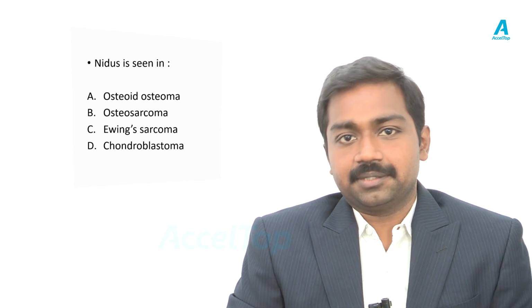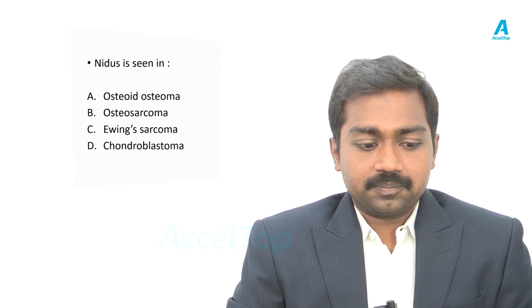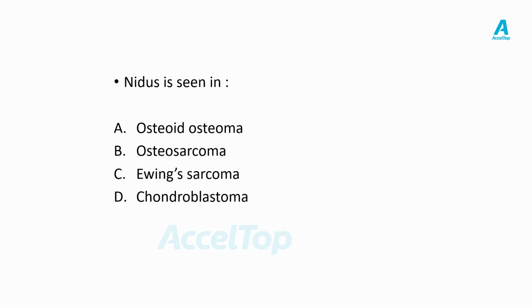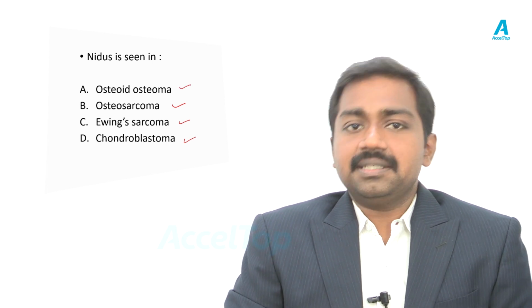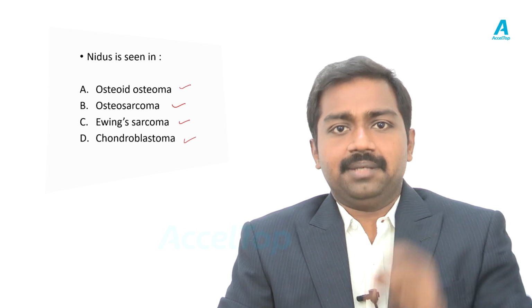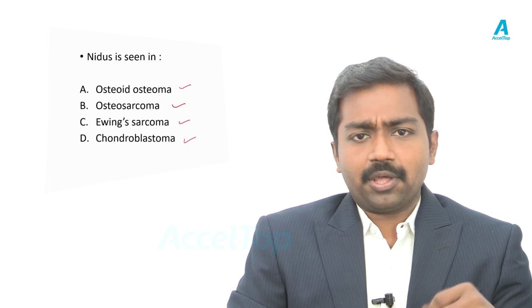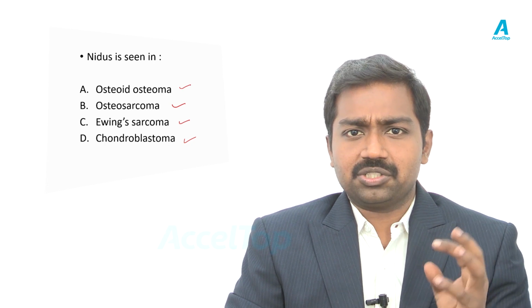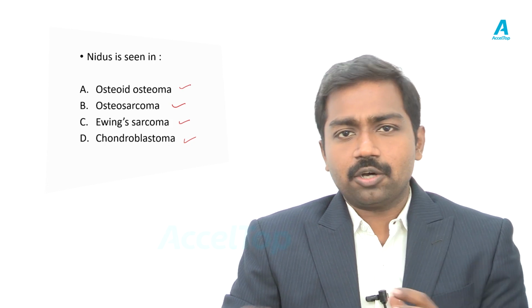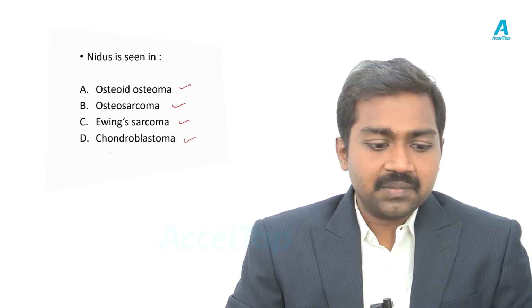Nidus is seen in. The options are osteoid osteoma, osteosarcoma, Ewing sarcoma, chondroblastoma. So basically nidus, which means a foci. So which of the following tumors is going to restrict its entire pathology within a small foci and not going to develop much in size?